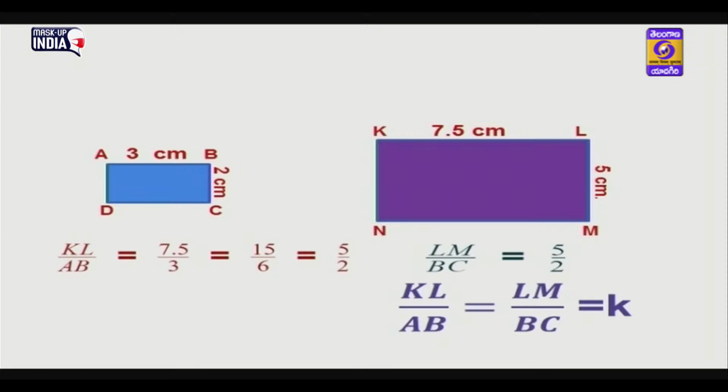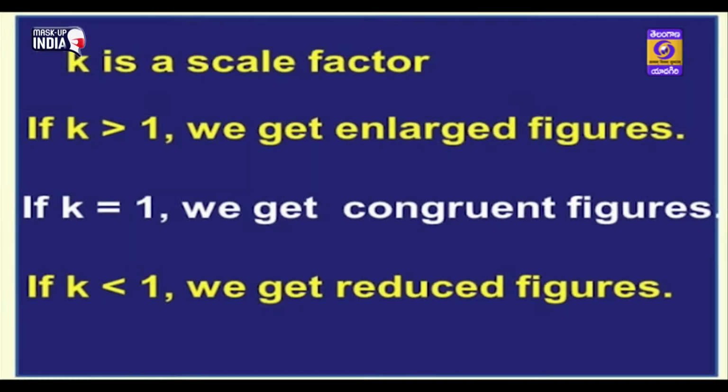Now, here K is 5 by 2, which is greater than 1. Observe, children, as the value of K is greater than 1, we got the rectangle KLMN as an enlarged one compared to the rectangle ABCD. Now, can you think of what will be the size of the second rectangle if the scale factor k is less than 1? Yes, you are absolutely right. If k is less than 1, you will get a reduced rectangle. So, k is a scale factor, and if k is greater than 1, we get enlarged figures. If k is equal to 1, we get congruent figures. If k is less than 1, we get reduced figures.